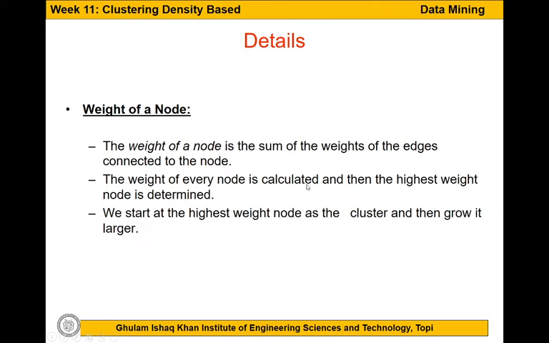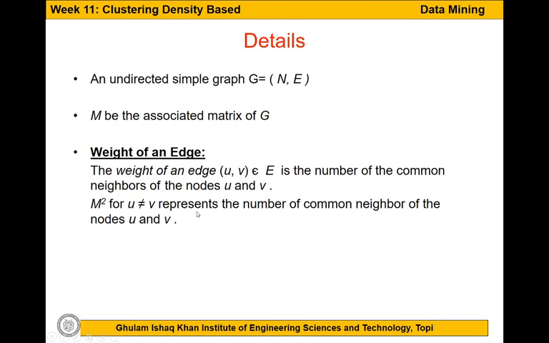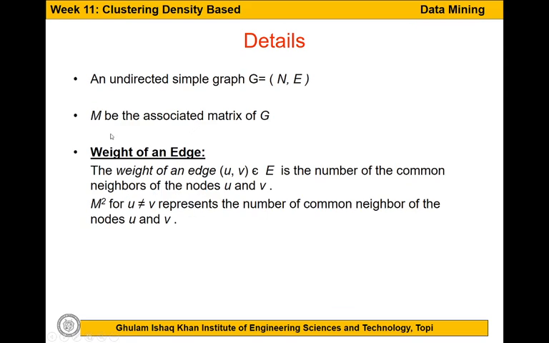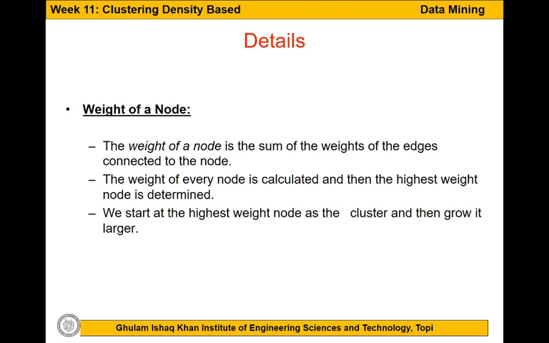The weight of every node is calculated, right? So if you have got the concept of the weight of the edge and the weight of the node, we cannot obtain the weight of the node unless we have computed the weights of the edges, right? Once we have computed the weights of the edges, we get the weights of the nodes, and among the weights of the nodes we can identify which node has the highest weight.